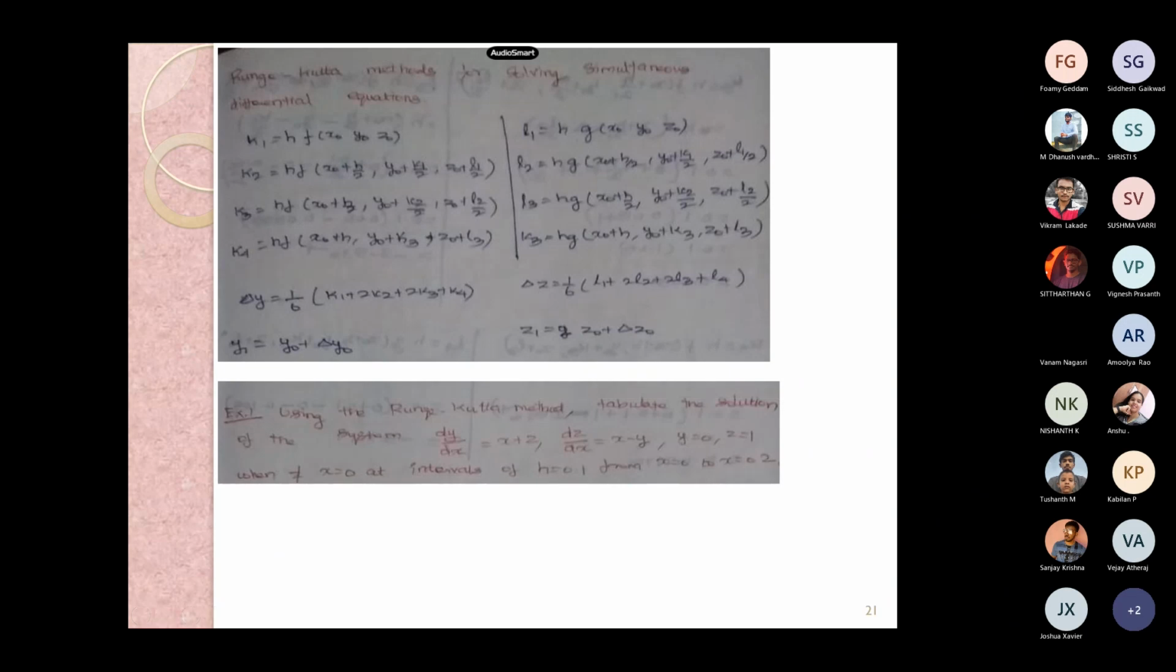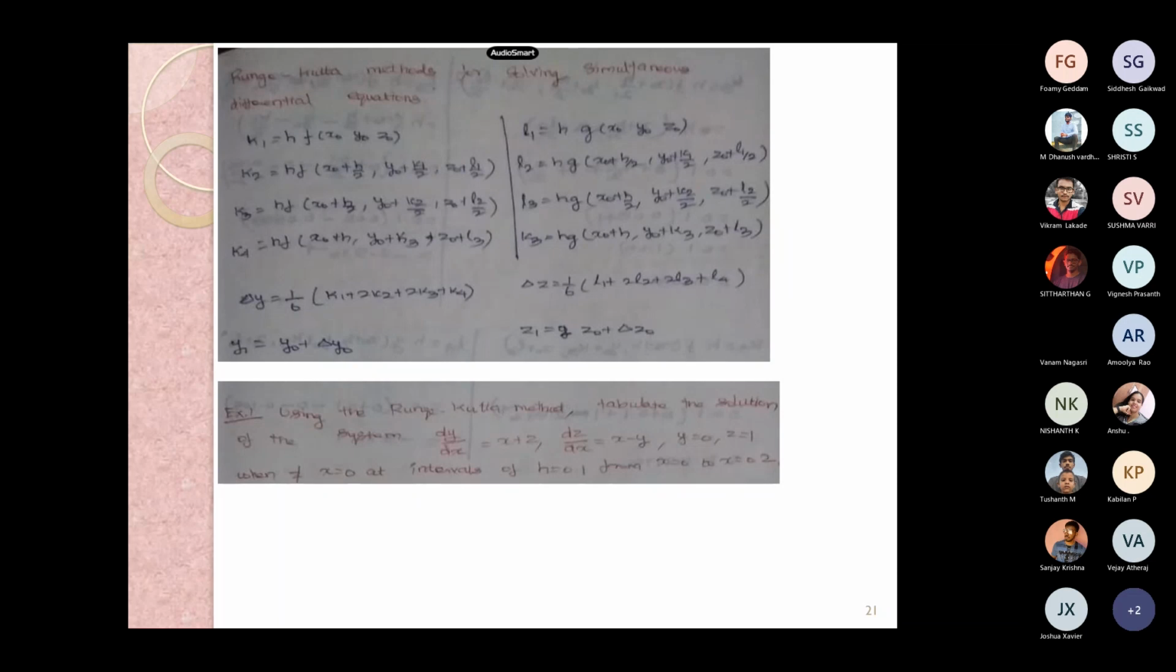And this is the first problem: using the Runge-Kutta method, tabulate the solution of the system dy by dx is equal to x plus z and dz by dx. This is not the conventional technique, since we are dealing with simultaneous equations.